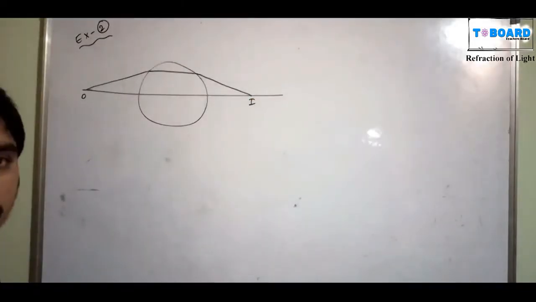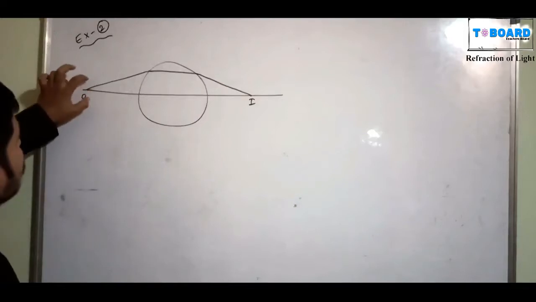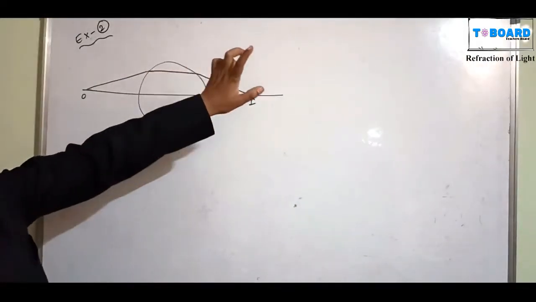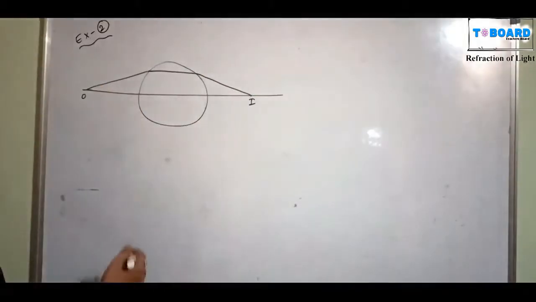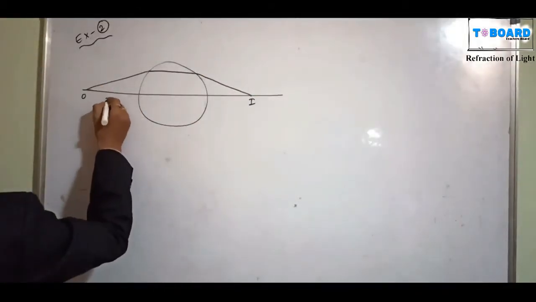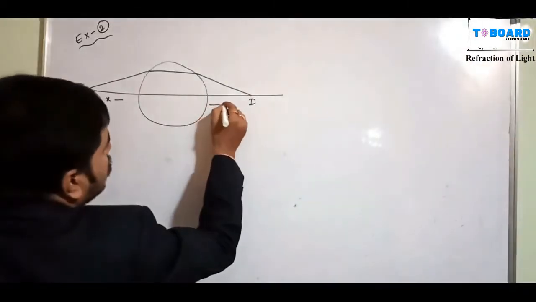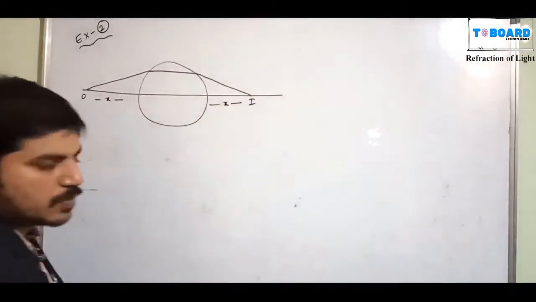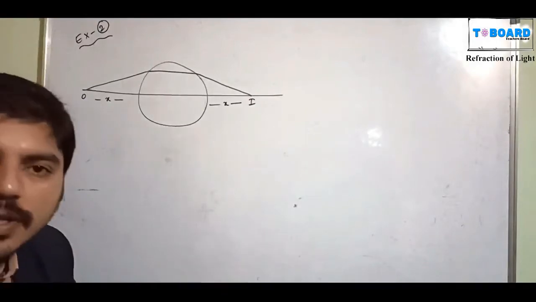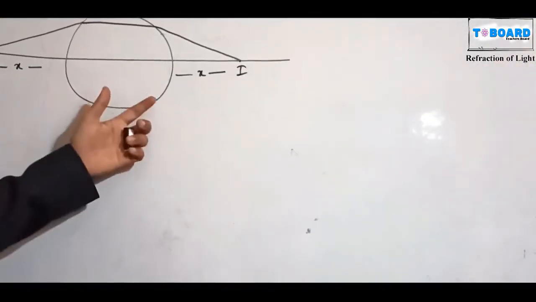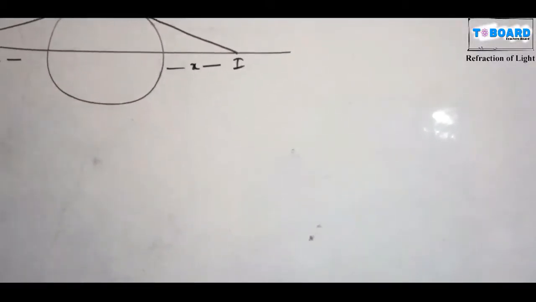Now what will it be? The condition is that the image distance is the same as the object distance. I don't know what the object distance is, so I consider x as the object distance. Here also it is x, because whatever the object distance is, the image distance is also the same. Then I need to consider the following.